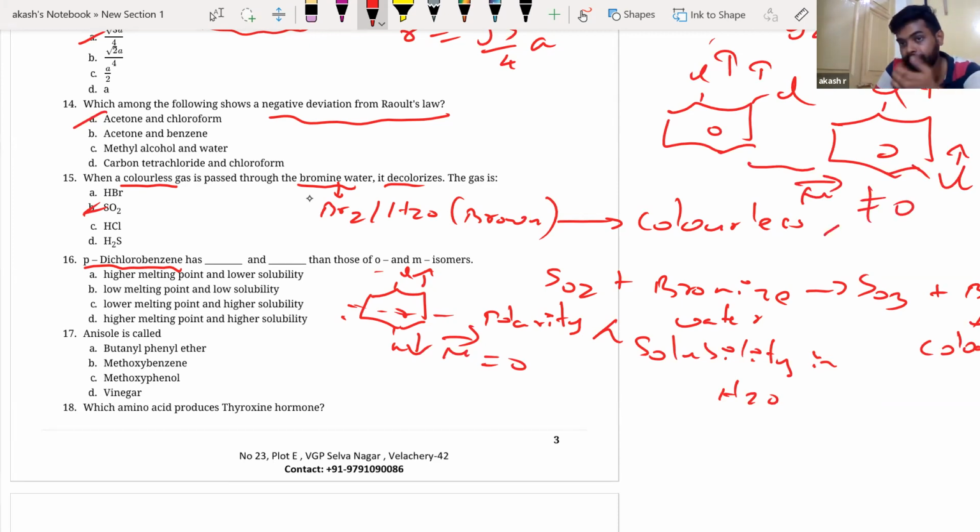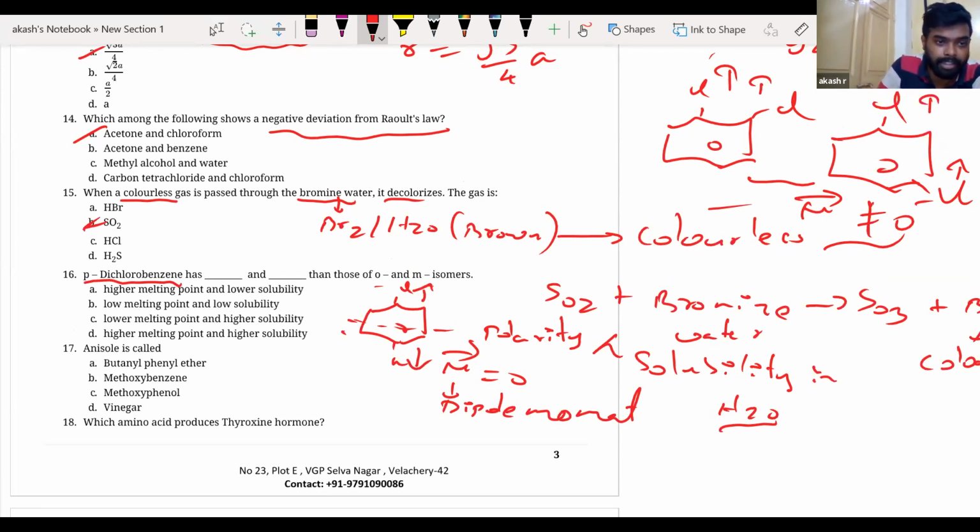That means they are polar. Mu is dipole moment. When dipole moment is 0, that means they're going to have less solubility. Why? Because they are less polar. Water is a polar solvent, but these two are considerably polar because their dipole moment is not equal to 0. There is some residual dipole moment.